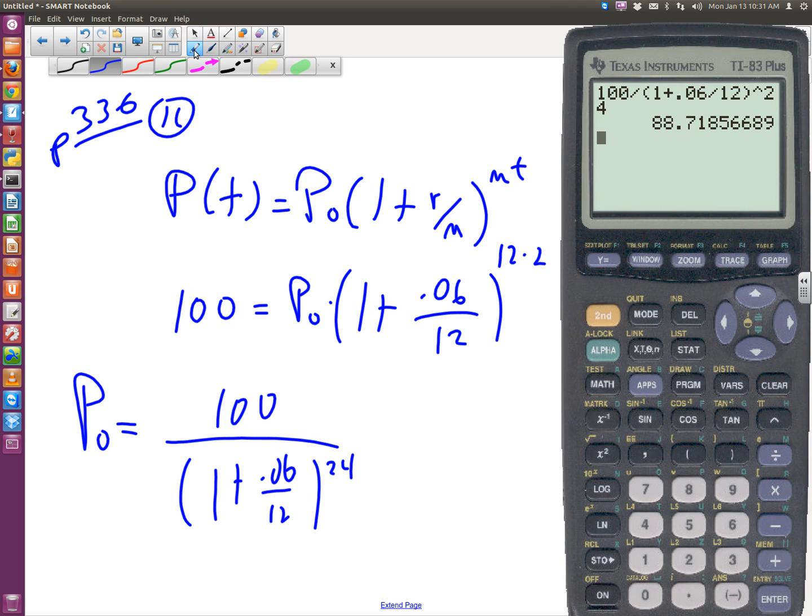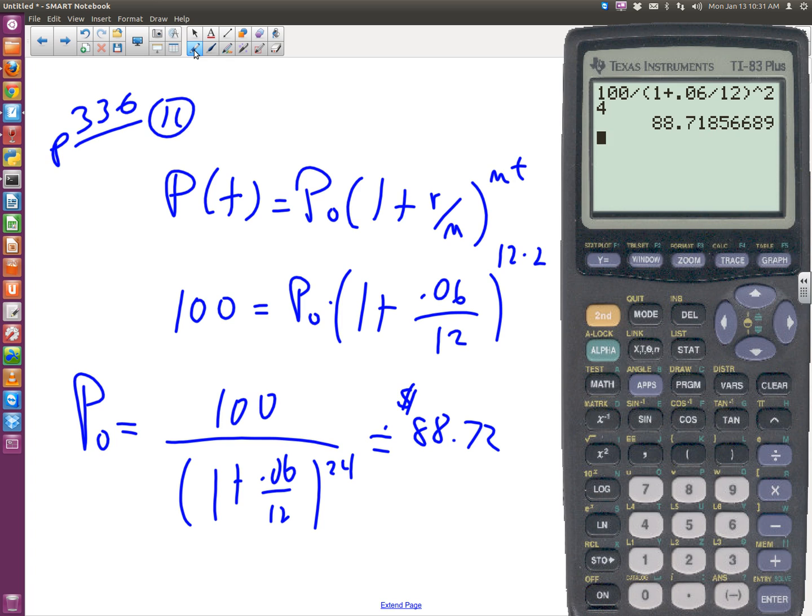All right, so if you invest $88.72 now at a bank that gives you 6% compounded monthly for 2 years, you'll end up with $100 after 2 years. All righty? Bucks. B-U-X.